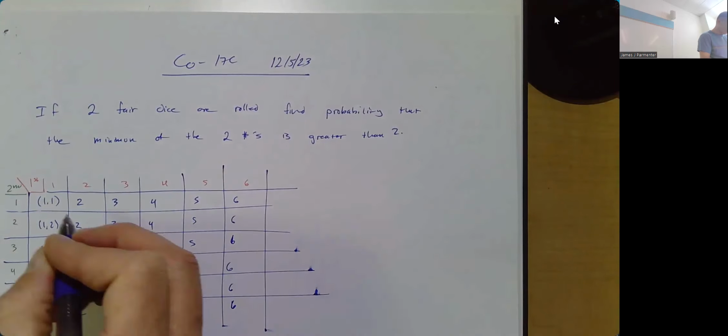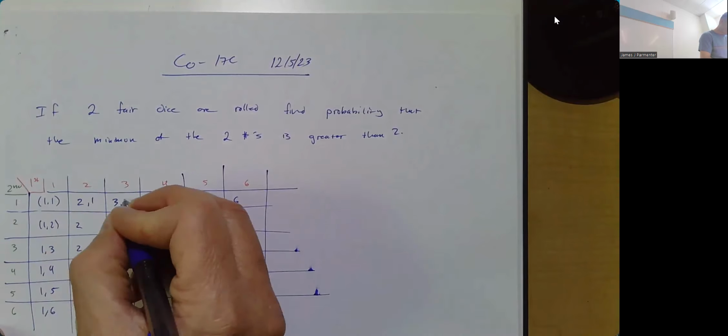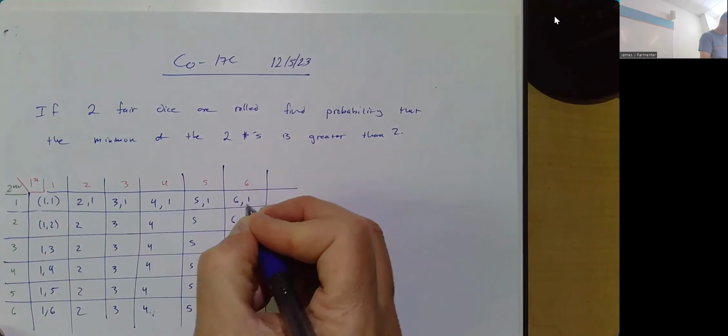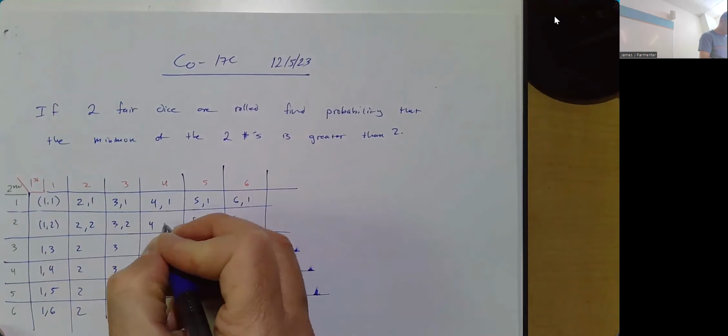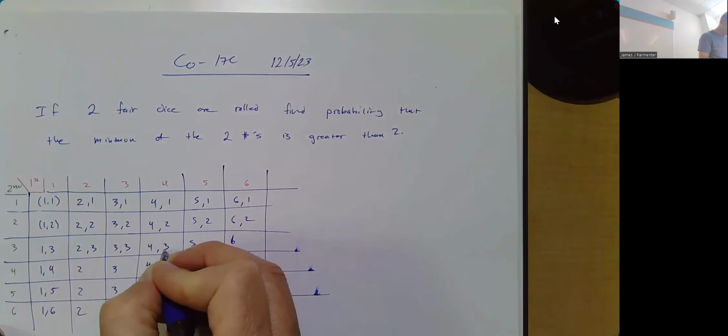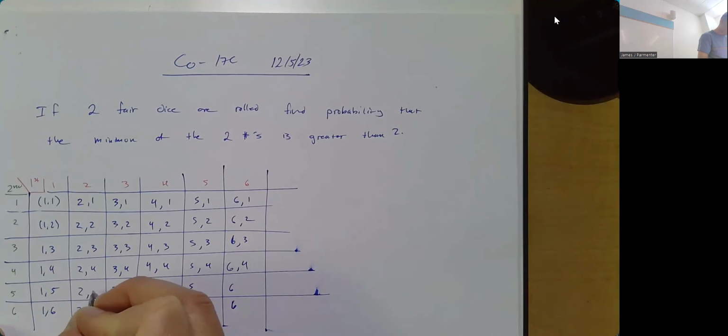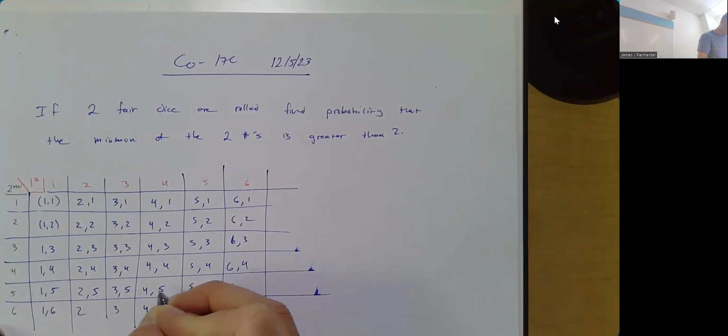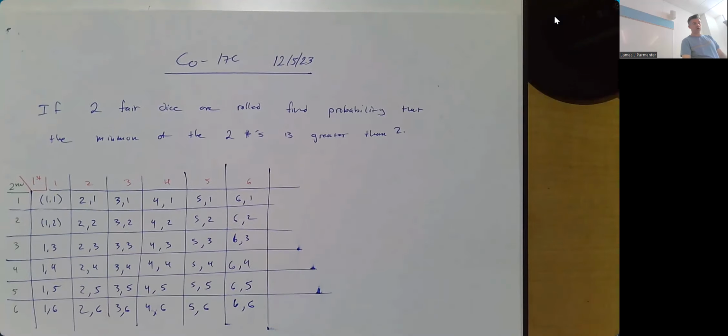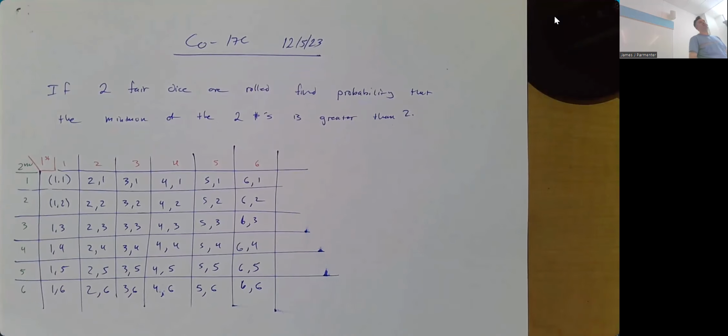And then across, we'll do all 1s in the second spot. This is probably the fastest way to write out the whole list. All the 2s in the second spot. All the 3s in the second spot. All the 4s in the second spot. 5s. Try to make sure your numbers don't look terrible. 6s. There is our whole list of all 36 possible ways of rolling two dice.